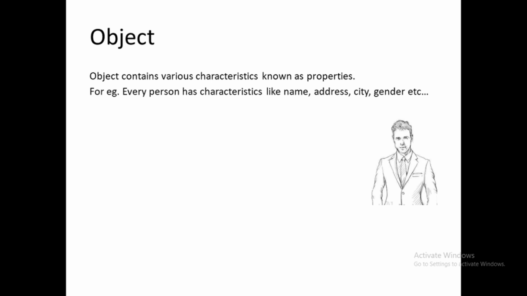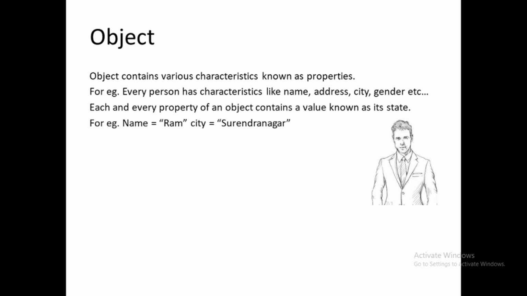An object contains various characteristics known as properties. As we have seen, there are two things, properties and behaviors, or you can say attributes and methods. For example, every person has characteristics like name, address, city, gender, etc. in this real world. Each and every property of an object contains a value known as its state. See the difference between these two, the property name and its value.